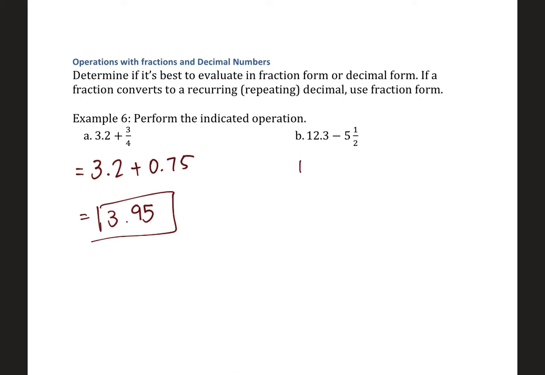So we have 12.3 minus 5.5. From here, you can line it up, but already I can see, okay, 12.3 minus 5.5, I'm going to have to carry, keep that 11. 13 minus 5 is 8. Keep that decimal point in line. 11 minus 5 is 6, so that's 6.8.